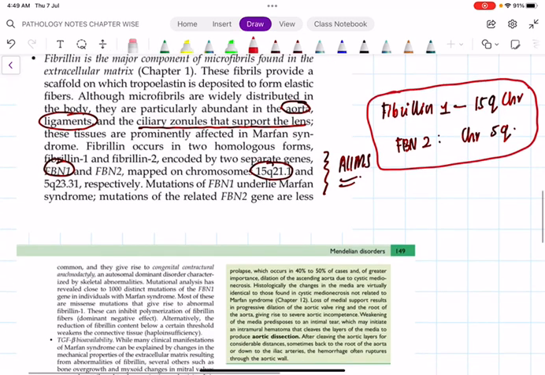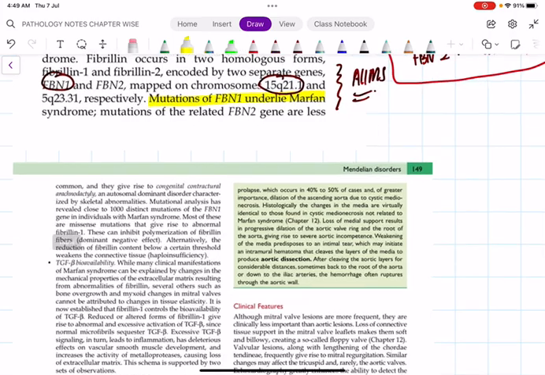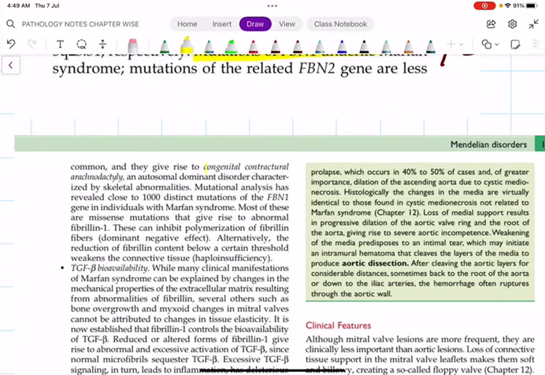They will give you a statement: out of fibrillin 1 and 2, which mutations are more common? Remember, mutations of fibrillin 1 are more common than mutations of fibrillin 2. When fibrillin 1 is mutated, it gives rise to Marfan syndrome. When the fibrillin 2 gene is involved, it leads to congenital contractural arachnodactyly.